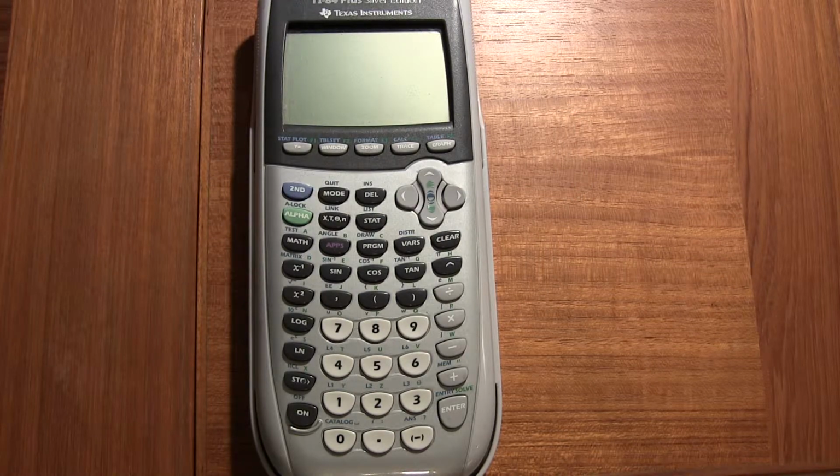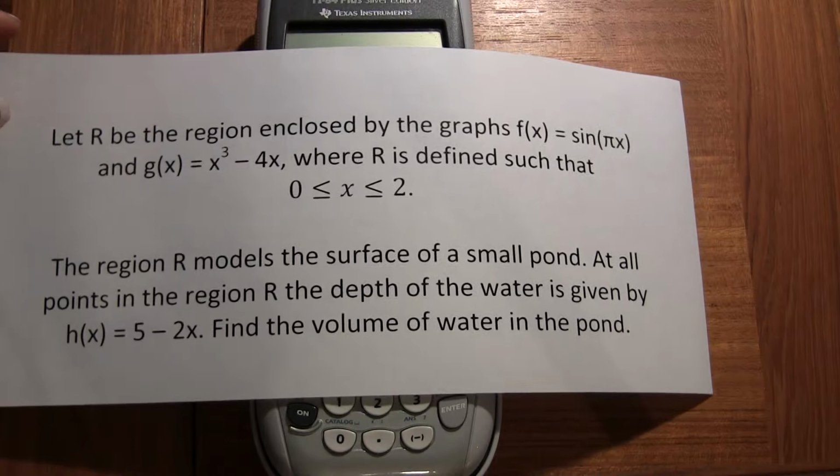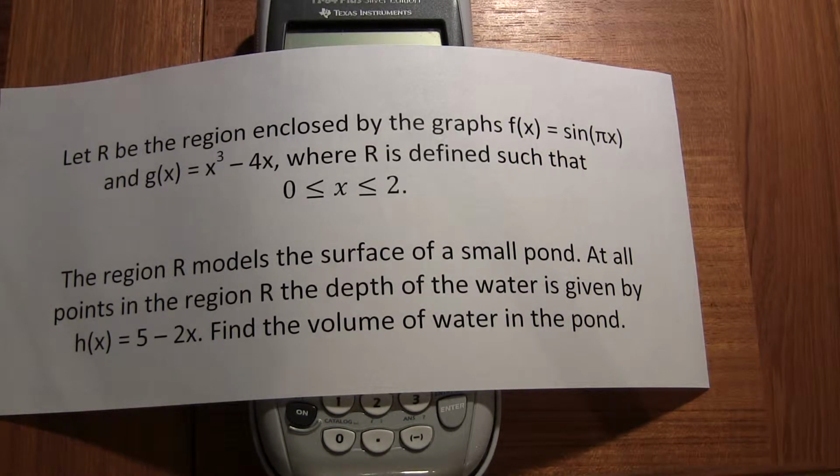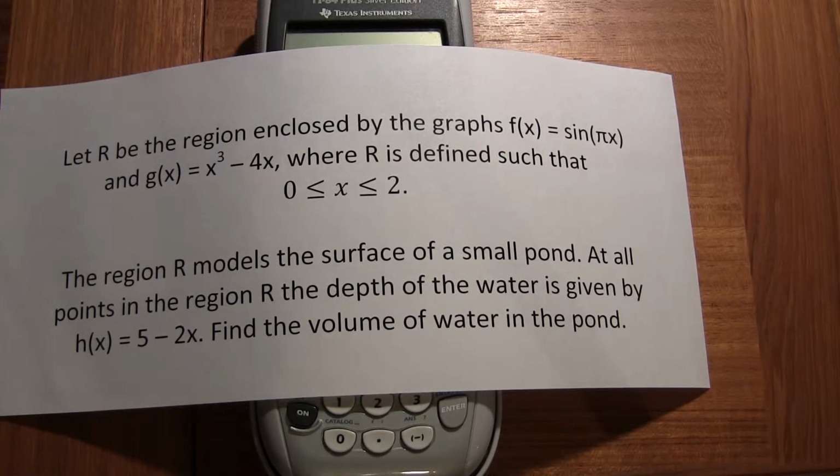So let's go over an example problem. Let R be the region enclosed by the graphs f of x equals sine pi x, and g of x equals x cubed minus 4x, where R is defined such that x is greater than or equal to 0 and less than or equal to 2. The region R models the surface of a small pond. At all points in the region R, the depth of the water is given by h of x equals 5 minus 2x. Find the volume of water in the pond.